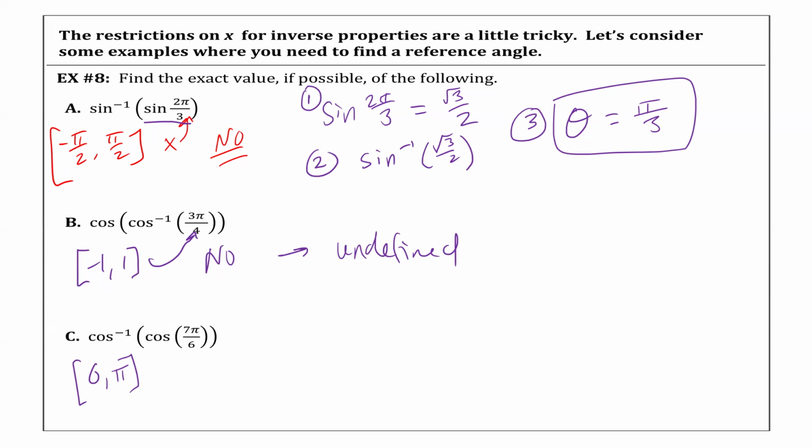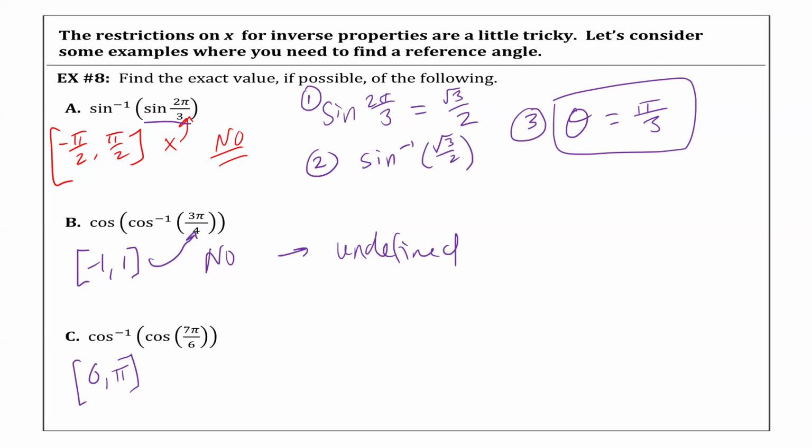I cannot evaluate cosine inverse of 3 pi. Any of them that look like that, where it's the regular cosine and then the negative on the outside of the inverse, you can evaluate. But if the inside is not in the interval, it's always going to be undefined. If I cannot evaluate the inverse, I can't go any further. Does that make sense? So if I can't evaluate it, I can't go any further, therefore it's undefined.